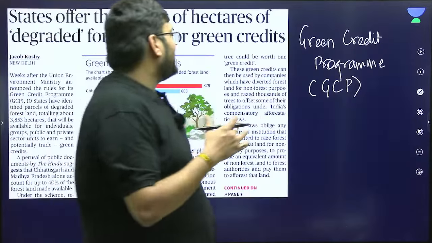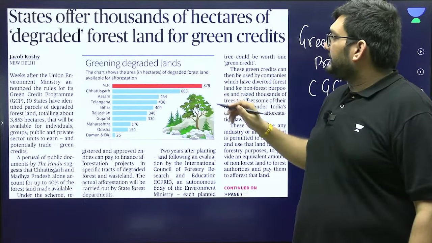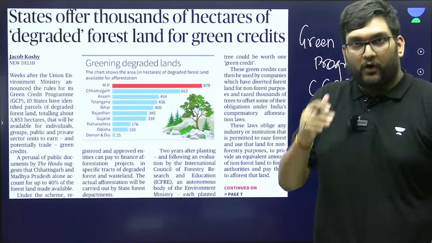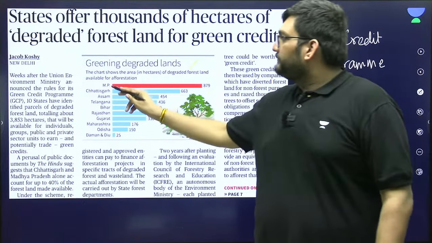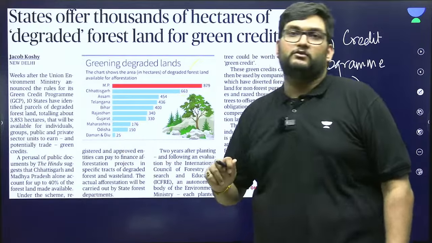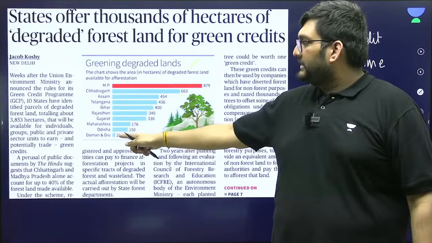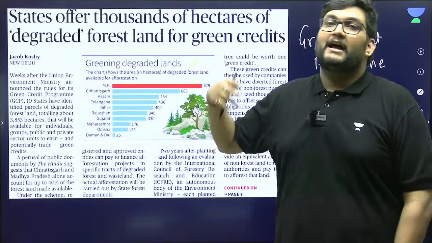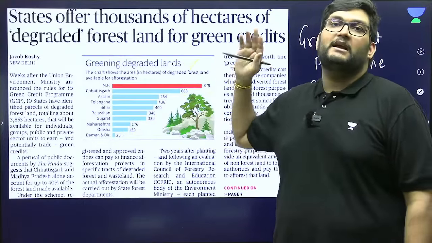And what has been identified is that MP and Chhattisgarh have identified 879 hectares and 663 hectares of degraded forests which can be afforested. So MP, Chhattisgarh, Assam, Telangana, Bihar, Rajasthan, Gujarat, Maharashtra, Odisha, and Daman and Diu have sent in data that we have this much land, from 25 hectares to 879 hectares of degraded forests, which can be taken up for forestation. If you forest this, you will get green credit. Green credit can then be adjusted in CAMPA.